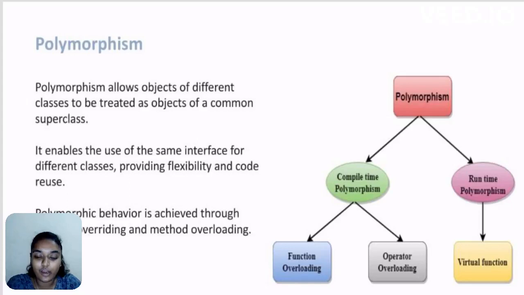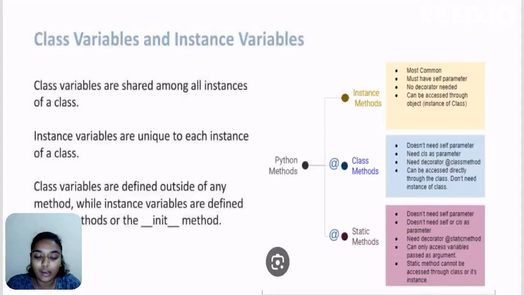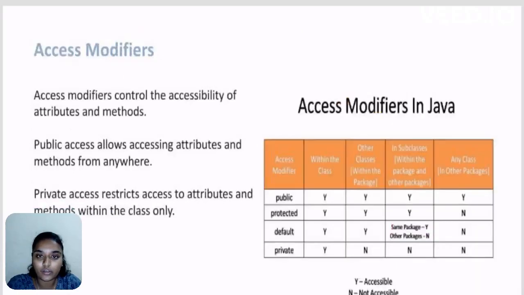Next is class variables and instance variables. Class variables are shared among all instances of a class. Instance variables are unique to each instance of a class. Class variables are defined outside of any method, while instance variables are defined within methods or the __init__ method.